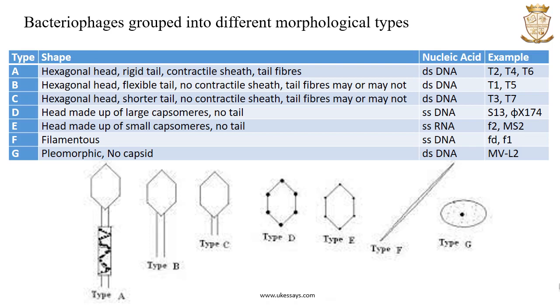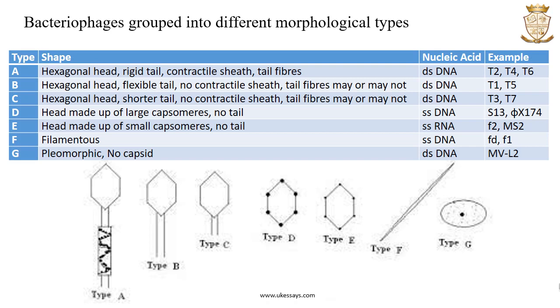Type C has a hexagonal head. Their tail is shorter than their head. They have a short tail, no contractile sheath, and they may or may not have tail fibers. Their nucleic acid is double-stranded DNA, and examples are phage T3 and T7. Type D phages have only a head and do not have any tail. The head is made up of large capsomeres. Their nucleic acid is single-stranded DNA. Examples are S13 and φX174.